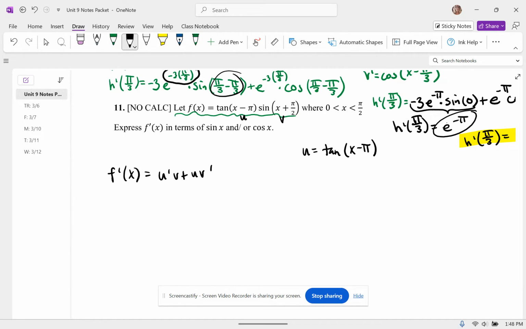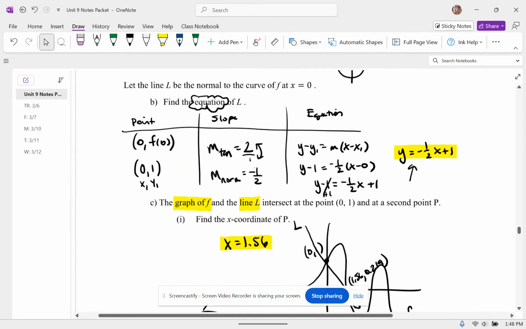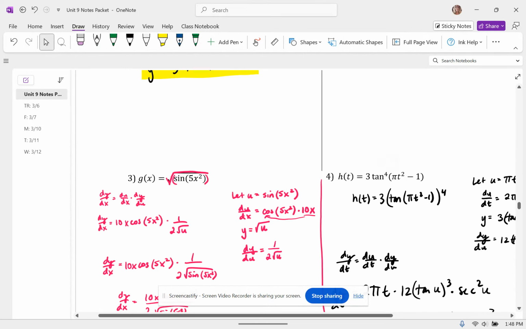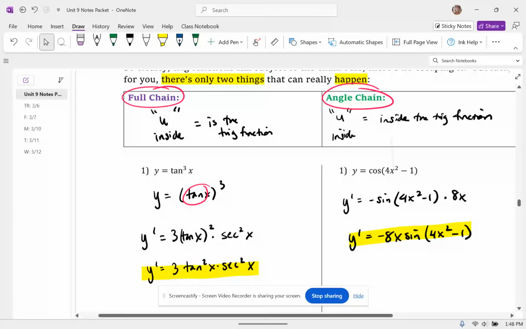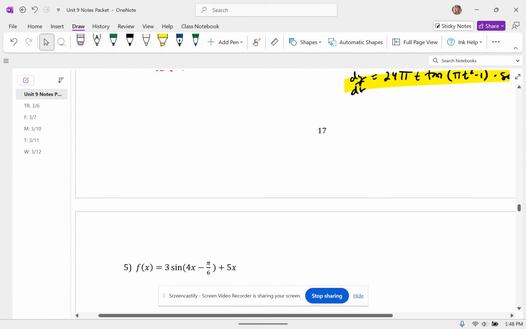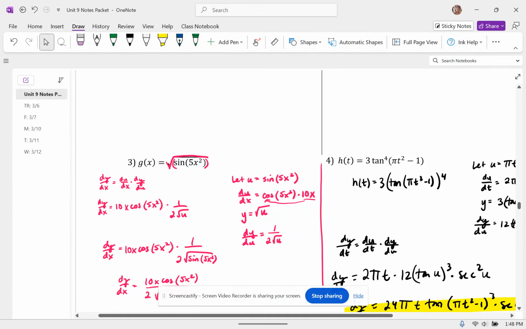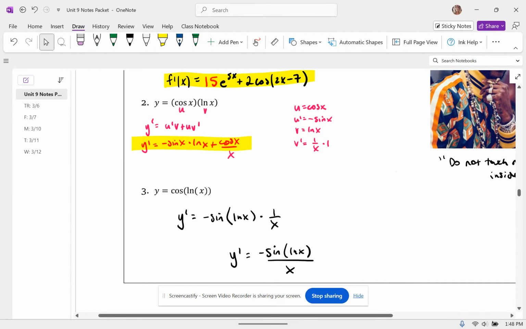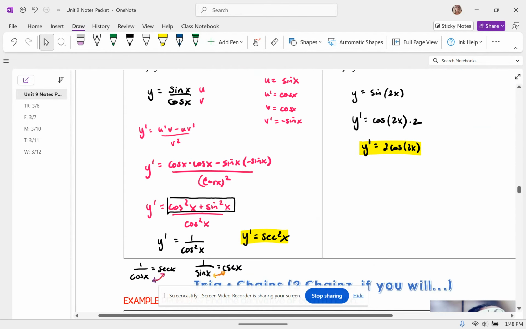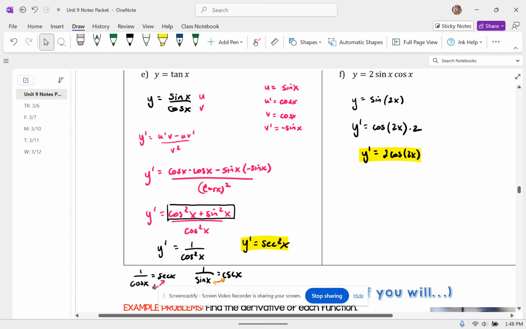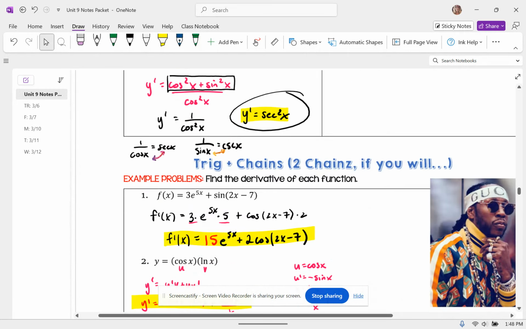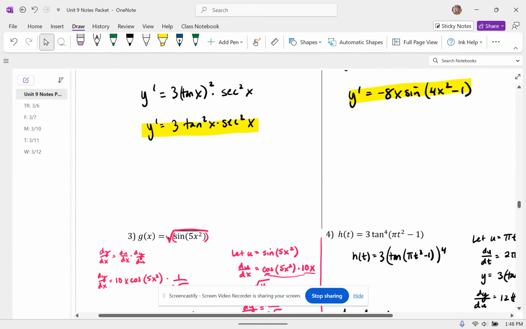Secant squared. We found it twice on our classwork. Do you remember? The derivative of sine is cosine, the derivative of cosine is negative sine, the derivative of tangent is secant squared. There's a few more derivatives. Don't be scared. Where did we find it? Ah, right here. Yes, tangent, secant squared. Okay? So we can use that.